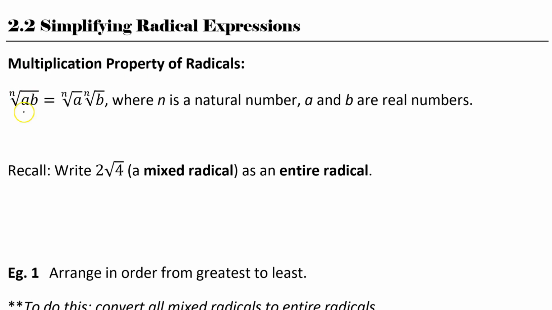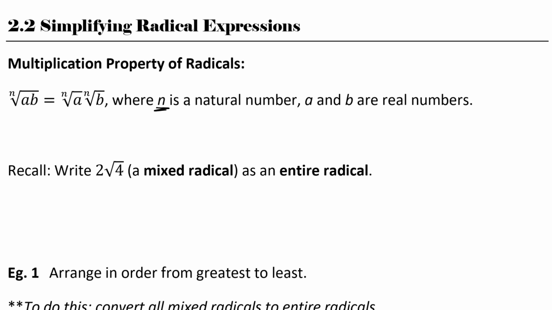When we are talking about this, we as mathematicians like to keep it as vague as possible, as abstract as possible, so that we can apply this to anything. That means that you can fill in any number for n, any number for a, and any number for b. So the nth root of a times b is the same thing as the nth root of a times the nth root of b, where n is a natural number.